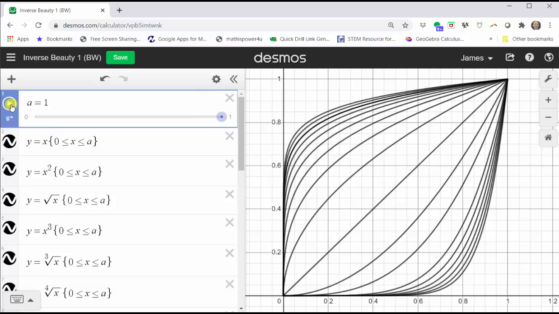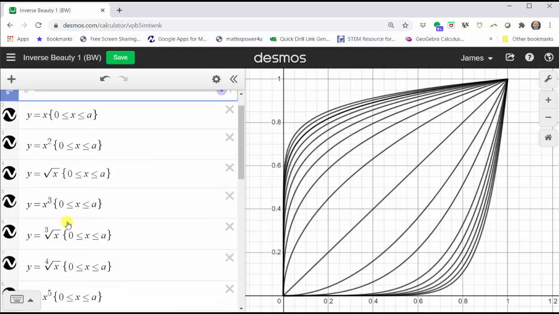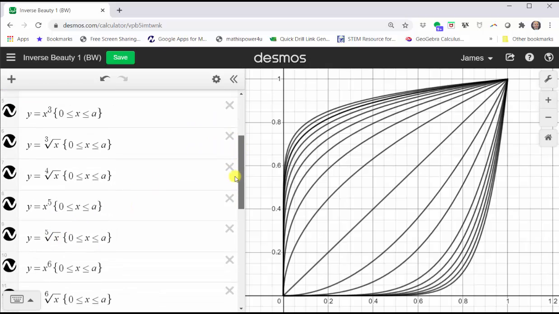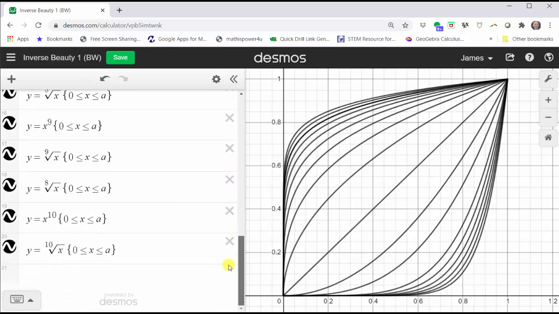Notice how the functions create a beautiful symmetrical graph. If we focus in on the line y equals x, which is a line here in the middle, notice how if we were to fold the graph across this line, the two halves would match up perfectly. And this is because we have a series of inverse functions over this interval. Y equals x squared and y equals the square root of x are inverses over this interval, and so are y equals x cubed and y equals the cube root of x all the way down to y equals x to the 10th and y equals the 10th root of x.